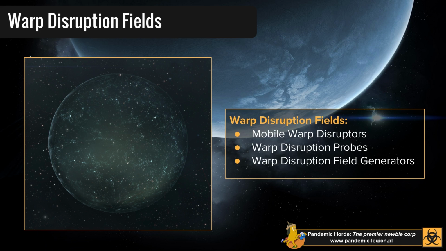We're going to talk about mobile warp disruptors, which are generally used for defensive purposes and gate camps. So let's go over some bubble mechanics here.